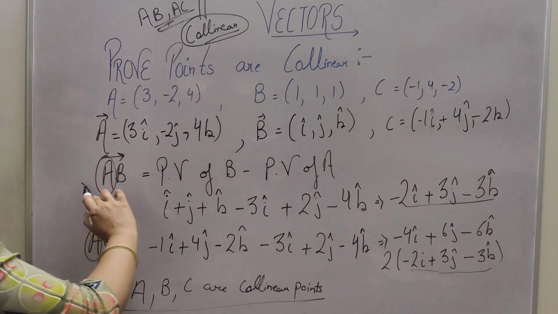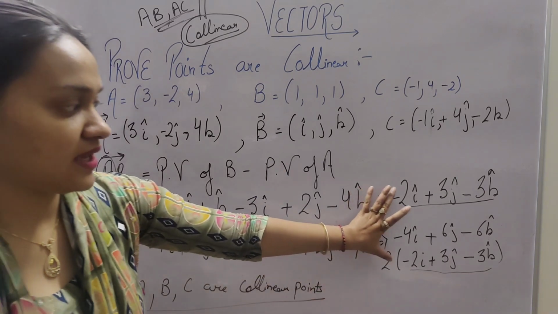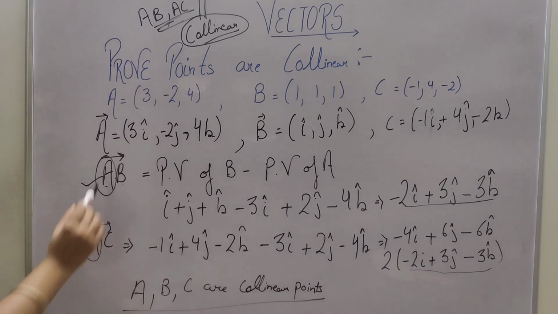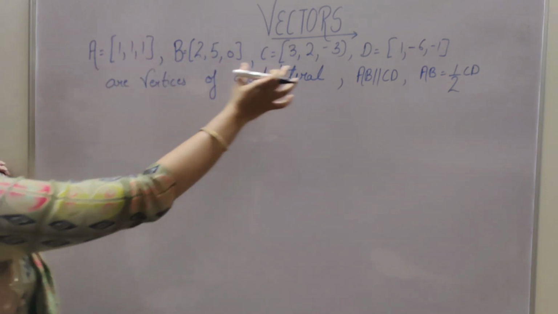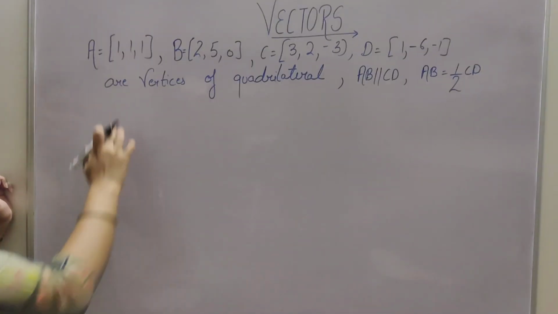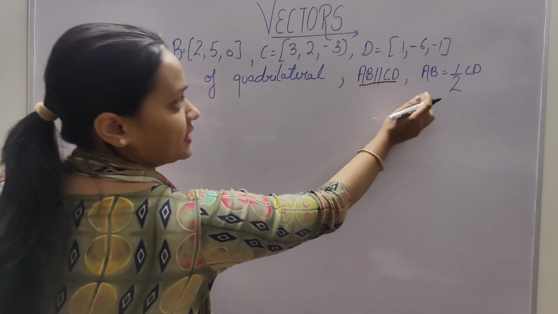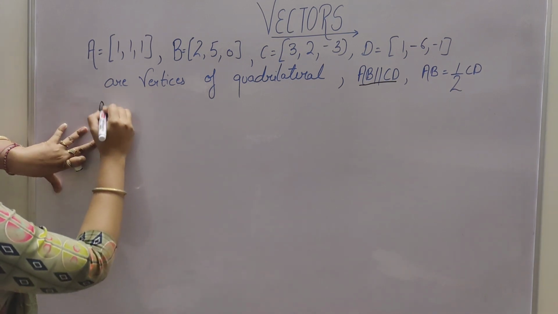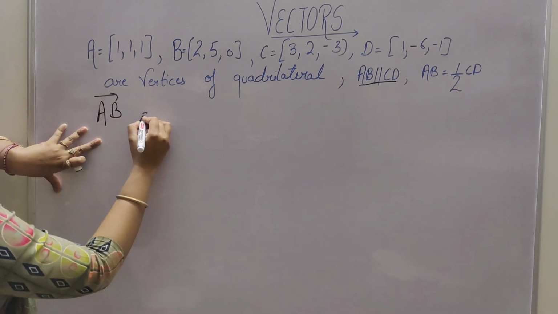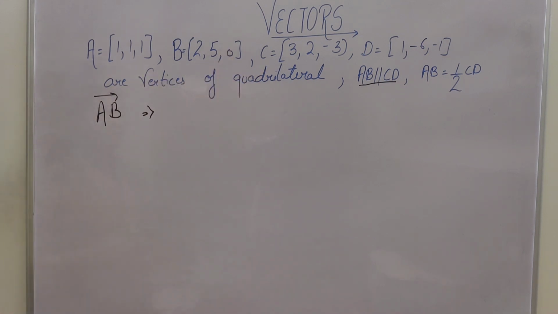Firstly, calculate the position vector between A and B, then A and C. You can see that the vectors are same. That's why we can say that the points are collinear with each other. Hence our next question is, point A is given, B, C and D are vertices of a quadrilateral, we have to prove that AB is parallel to CD and AB is equals to 1 by 2 of CD. So firstly calculate the position vectors between A to B, and then between C and D.